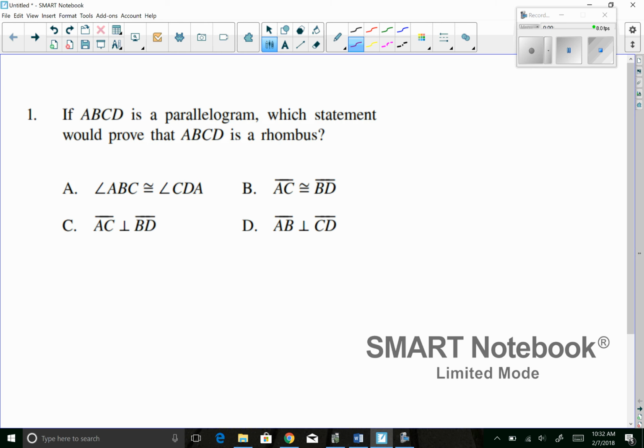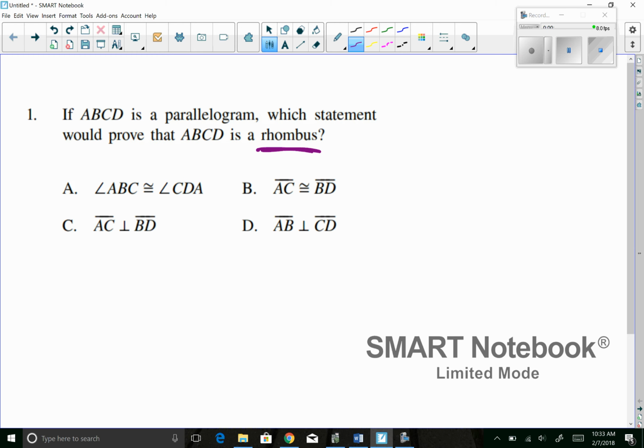It says if quadrilateral ABCD is a parallelogram, which statement would help you prove that it is a rhombus? To prove something's a rhombus, there were 4 things that are special about a rhombus. A rhombus is a parallelogram. A rhombus is a parallelogram with 4 congruent sides. A rhombus is a parallelogram where the diagonals bisect the angles, and the diagonals are perpendicular to each other. So I'm looking for one of those things here.